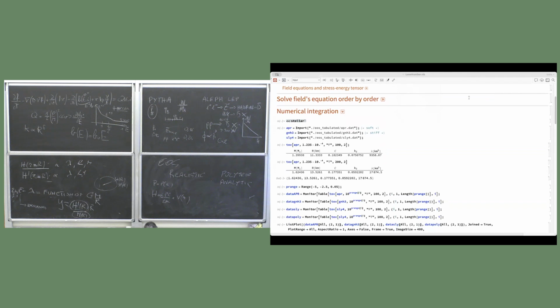So stellar.m is basically a mathematical package with different routines and functions, which, for example, solve numerically the TOV equation, so compute the background and then the perturbations.